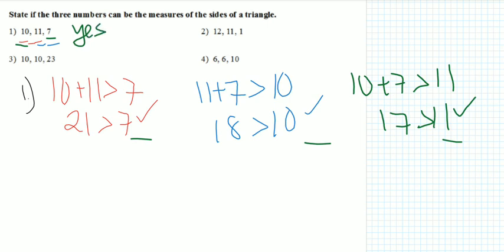Okay, I'll go ahead and put the answers for all of them. You can do it using the triangle inequality theorem and see if you get something that you're supposed to get. So that's a no. Number 3 is also a no, and then number 4 is a yes.